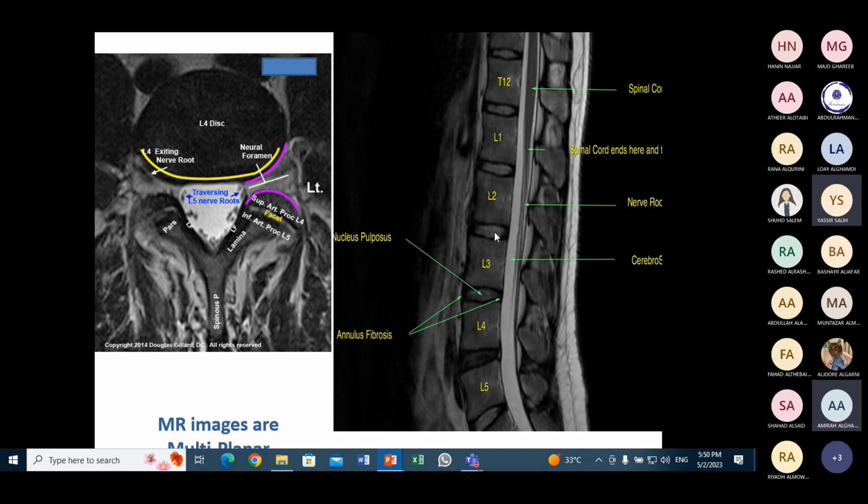Look at the body and the intervertebral disc, which is hyperintense in this T2, and this is the axial view showing the spinous process and lamina.